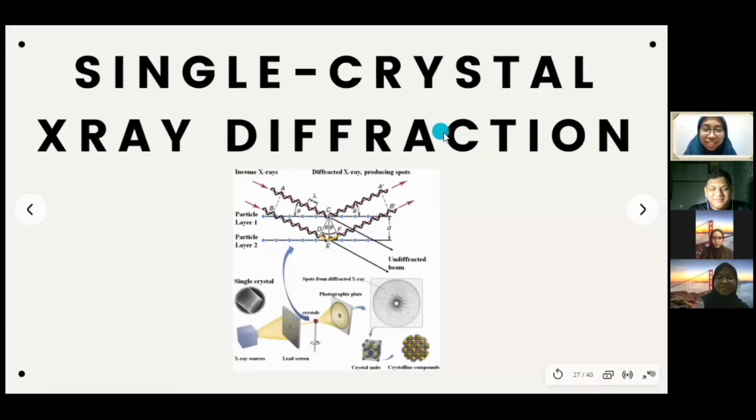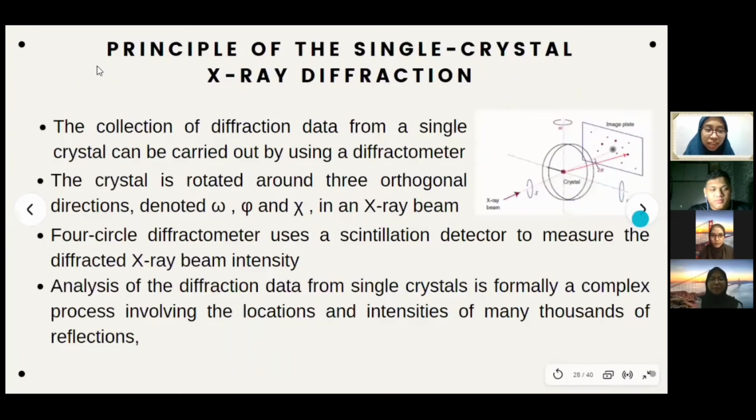Okay, next is single crystal X-ray diffraction. The principle of single crystal X-ray diffraction is that the collection of diffraction data from a single crystal can be carried out by using a diffractometer. The crystal is rotated around 3 orthogonal directions, and the four-circle diffractometer uses a scintillation detector to measure the diffracted X-ray beam intensity. The analysis of the diffraction data from a single crystal is formally a complex process.